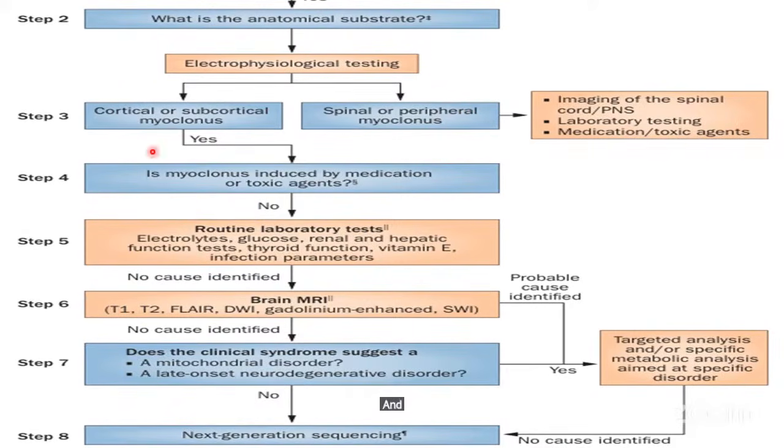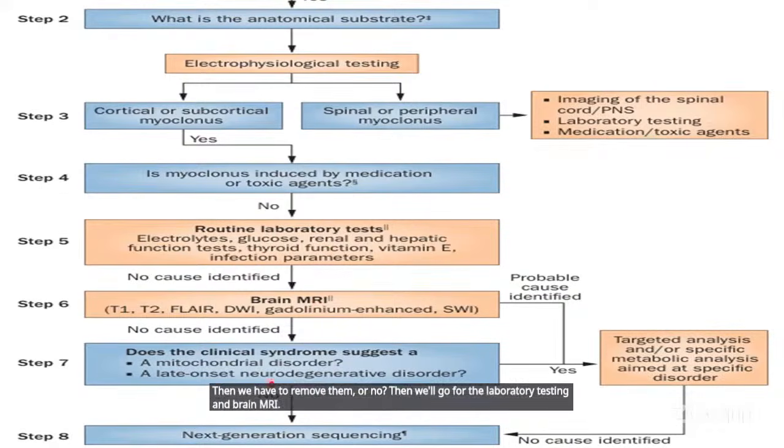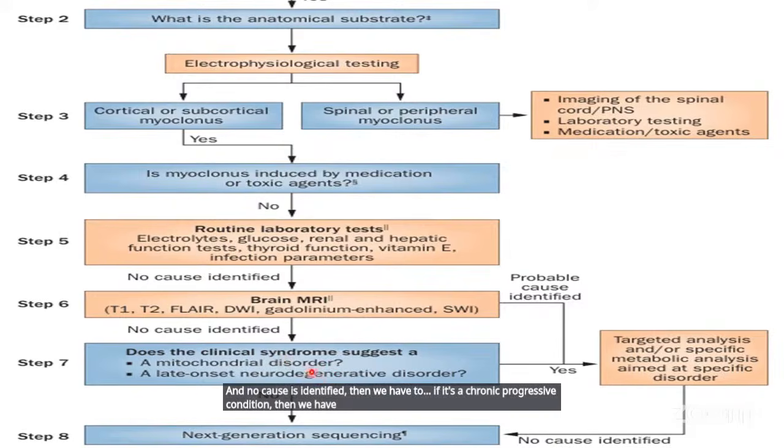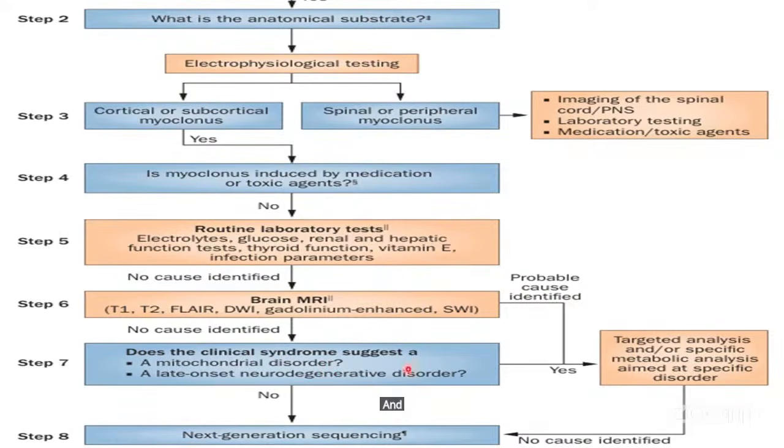And for cortical, if medications or toxic agents are there, then we have to remove them. If not, then we'll go for routine laboratory testing and brain MRI, and if no cause is identified and it's a chronic progressive condition, then we have to think of a mitochondrial or late-onset neurodegenerative disease, and accordingly we'll go for targeted sequencing.